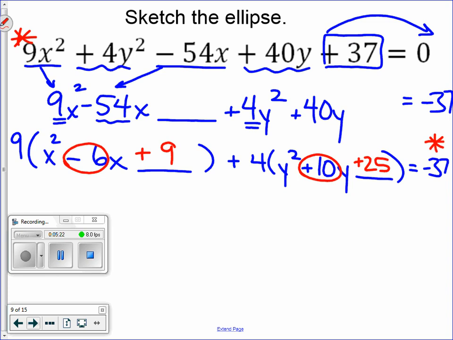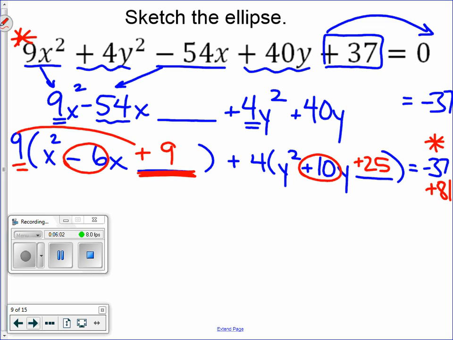Now, I wrote a plus 9. I didn't add 9 though. Listen to the syntax. Listen to the words that I'm saying. I wrote a plus 9, but I didn't add 9. I actually added 81 because of the 9 that's on the outside of that expression. So I added 81 to the left side of this equation. So in order to balance that out, I have to add 81 on the right side. So you see the 81 on the left, now I have an 81 on the right.